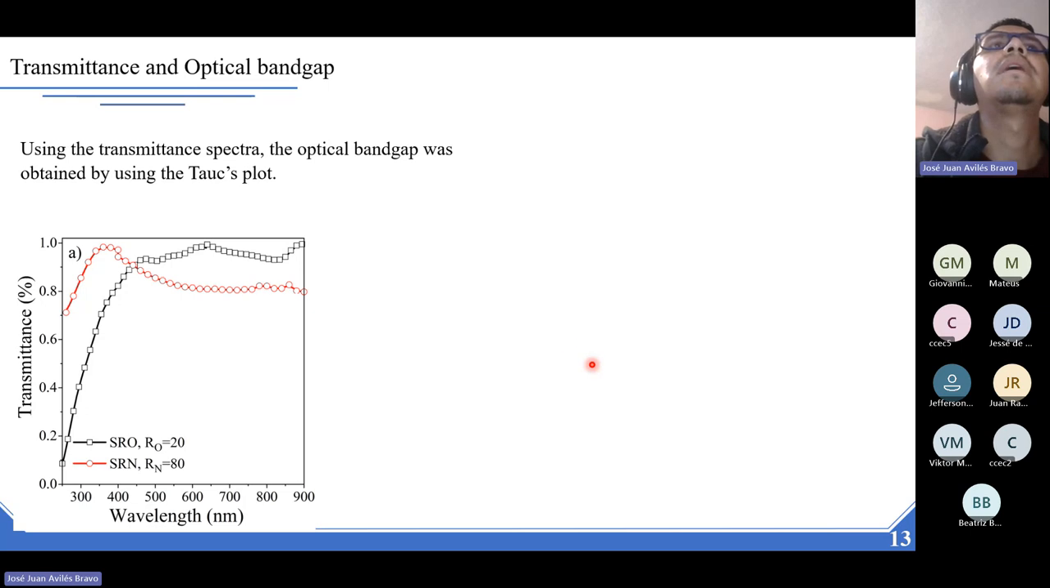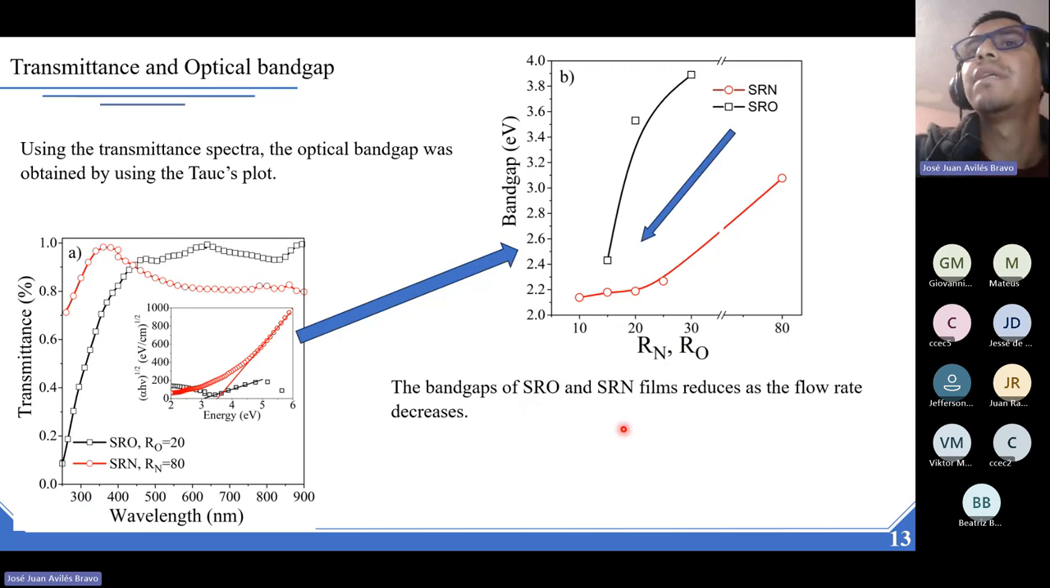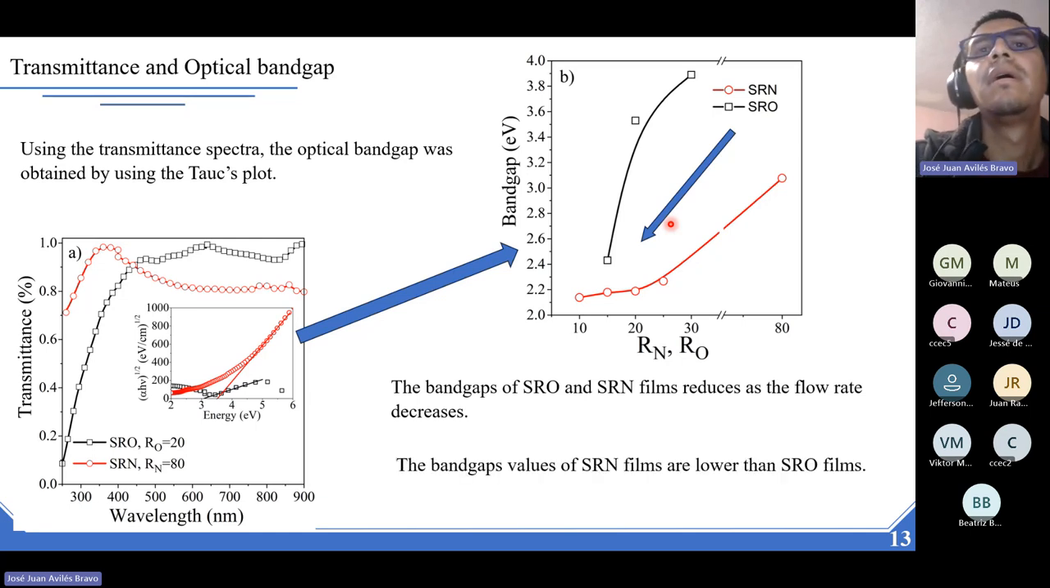Another characterization is transmittance and optical band gap. This figure shows the transmittance of both layers. Using the transmittance spectrum, the optical band gap was obtained by using the Tauc plot. This figure shows the optical band gap versus the flow rate. The band gap of the silicon-rich oxide and the silicon-rich nitride films decreases as the flow rate decreases. This disagrees with the literature. The band gap values of the silicon-rich nitride films are lower than those of the silicon oxide films.